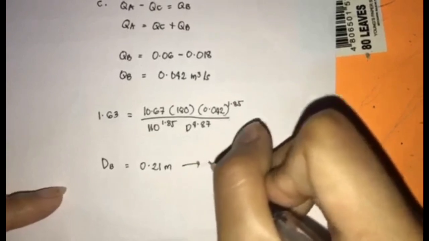So we can use this, plug into the formula to get the diameter. So 1.63 is equal to 10.67 times the length 180 times 0.042 raised to 1.85 over 110 raised to 1.85 times the diameter raised to 4.87. So we have the diameter in B is equal to 0.21 meters, or in mm is 210 millimeters.